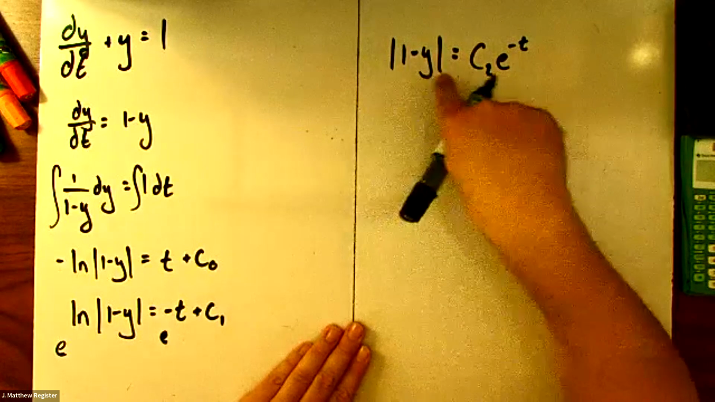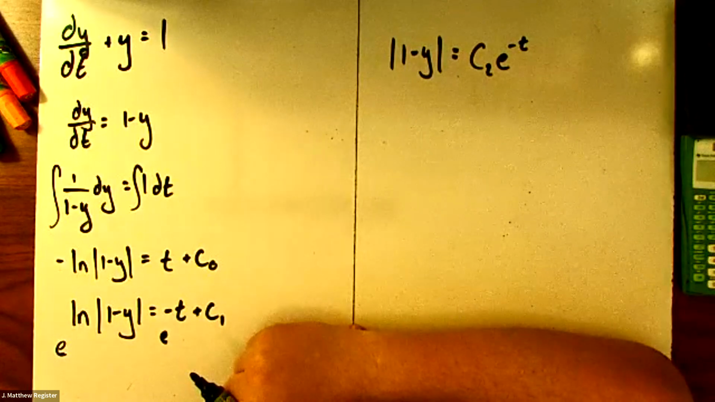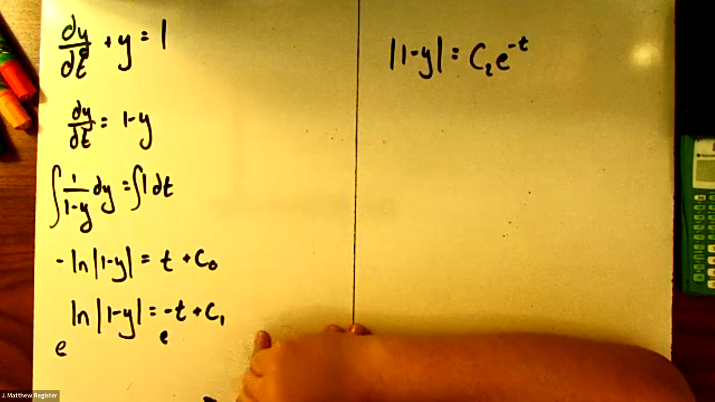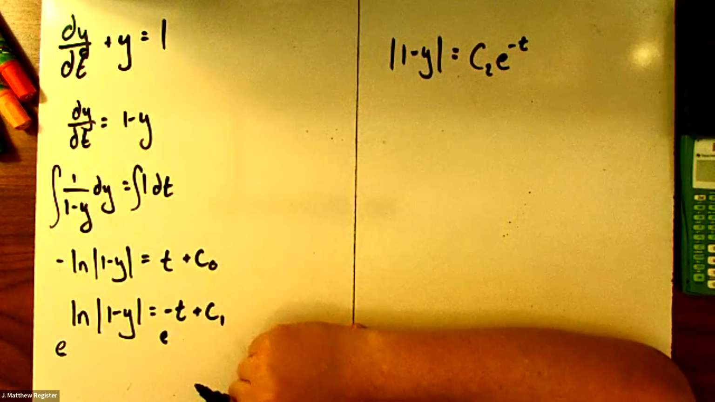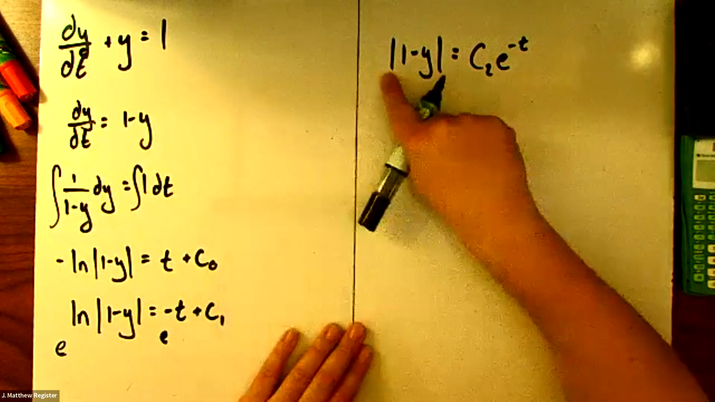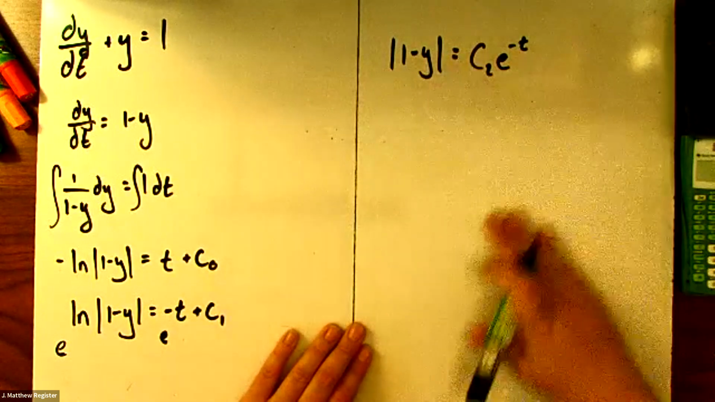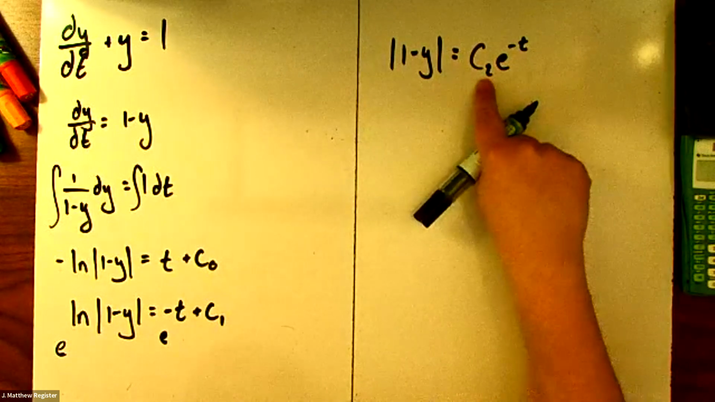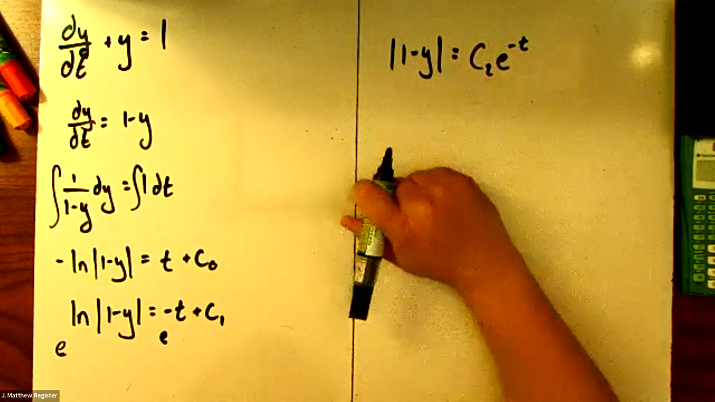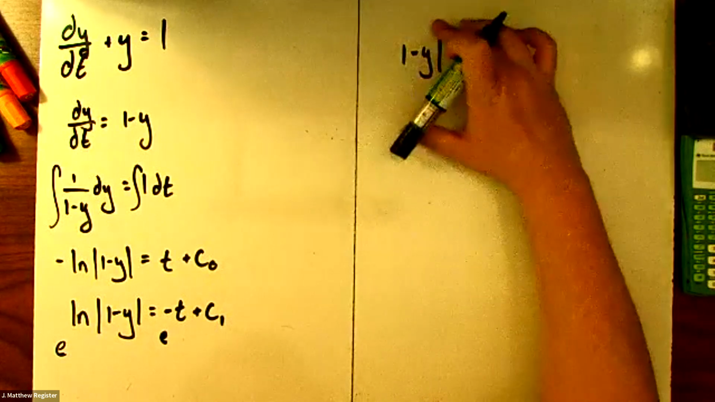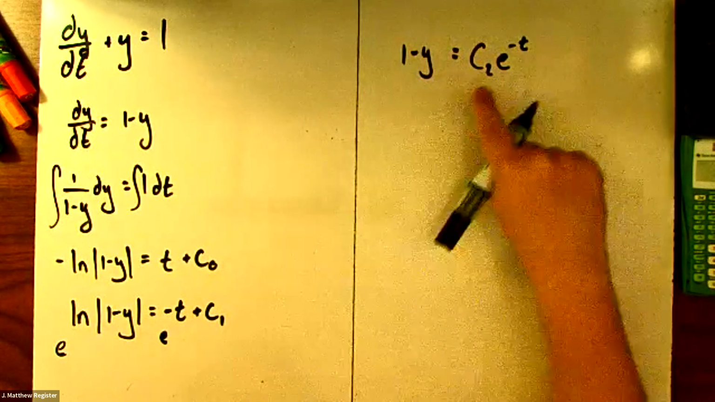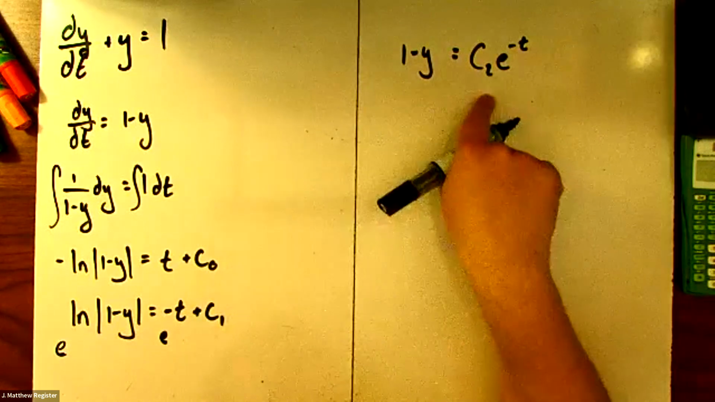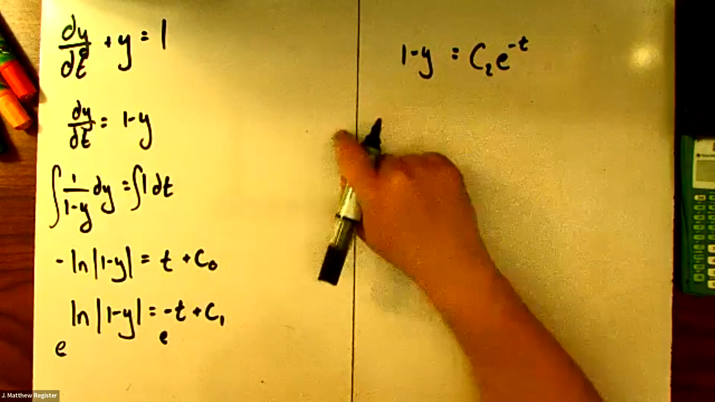Now, to get rid of the absolute value bars, remember when we have an absolute value, it really just makes it so that the right side is always positive. And so this absolute value bar could really just be removed because this c2 is going to absorb any negative signs that pop out of this, which leaves us with 1 minus y equals c2 e to the negative t. If c2 is positive, great. If c2 is negative, great.